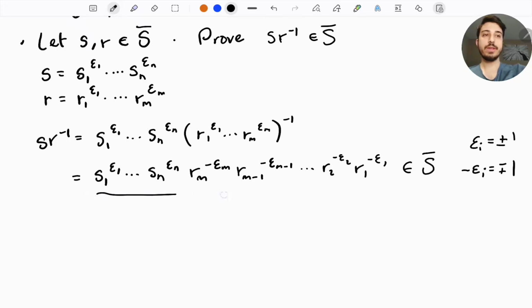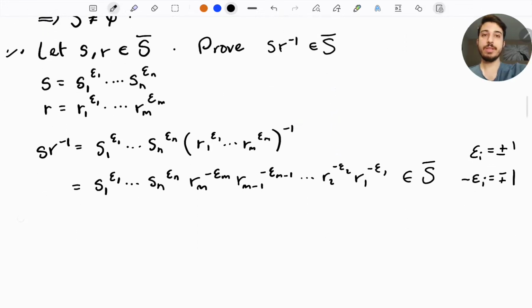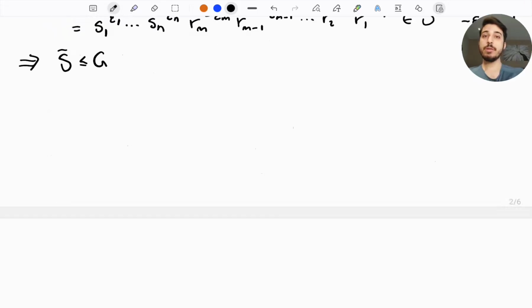So this whole thing is a finite product which lies in S bar. This means that we have satisfied both conditions of S bar being a subgroup of G. So this means that S bar is in fact a subgroup of G. Now that we have proved it's a subgroup, we'd like to prove that it's equal to the subgroup generated by S.